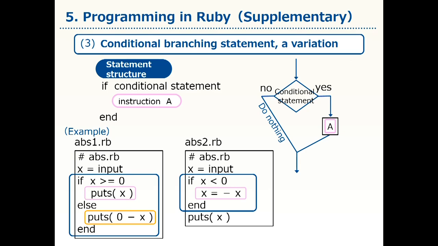In the right program, abs2.rb, if the input value given to x is less than 0, that is a negative number, then it is changed to its minus value, so it will become a positive number. Otherwise, nothing is done, so as a result, the absolute value is computed. Please remember these two conditional or if statements.